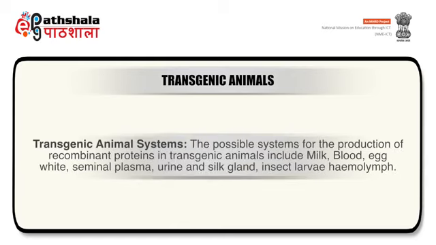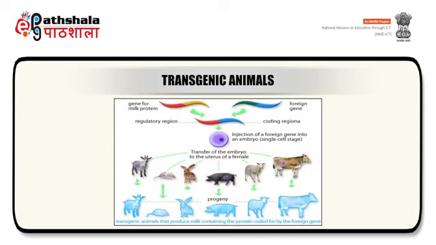Number one system is transgenic animal systems, and the possible systems for the production of recombinant proteins in transgenic animals include milk, blood, egg white, seminal plasma, urine and silk gland, insect and larva hemolymph. Now, we will study the different methods of generating transgenic animals, as also illustrated in this diagram.